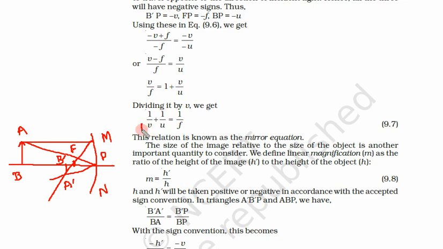Now we have found our mirror equation: 1 upon v plus 1 upon u is equal to 1 by f. So this is our mirror equation. Why is this mirror equation very important?